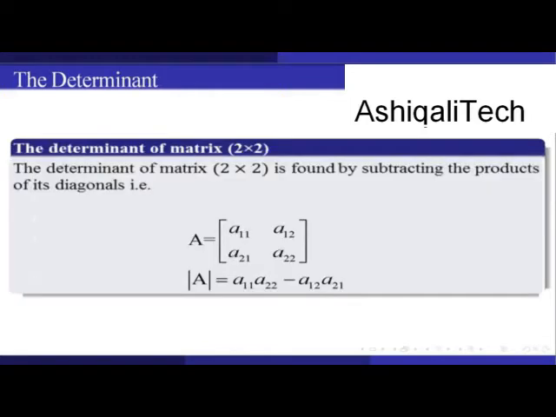The determinant of a 2 by 2 matrix. The determinant of a 2 by 2 matrix is found by subtracting the product of its diagonals. That is, if the matrix A is given by A11, A12, A21, A22, then the determinant of A is equal to A11 multiplied by A22 minus A12 multiplied by A21.